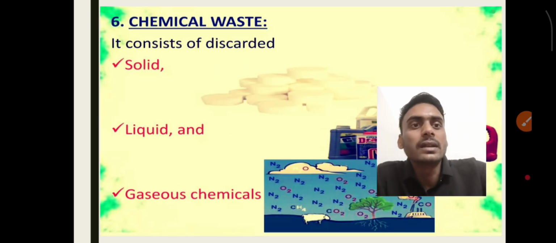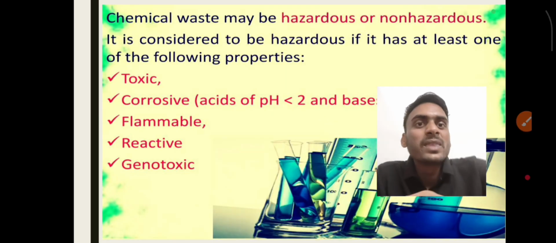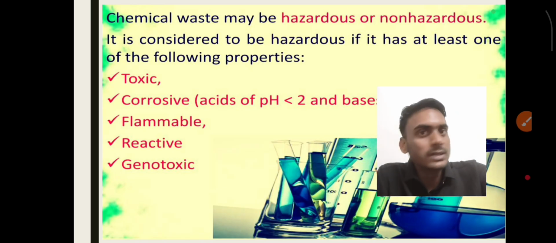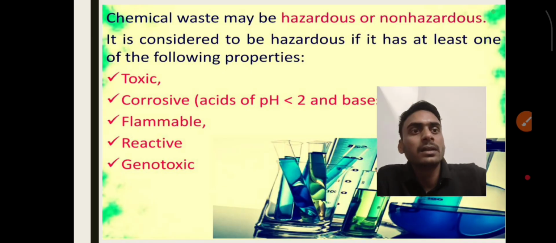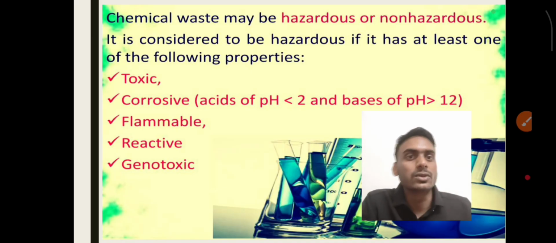So now we discuss the next category, that is chemical waste, in the form of solid, liquid or gaseous chemicals. In chemical waste, it may be hazardous, meaning dangerous things, or non-hazardous, like toxic, corrosive if pH is less than 2 or greater than 12, flammable things, reactive things, or genotoxic things.